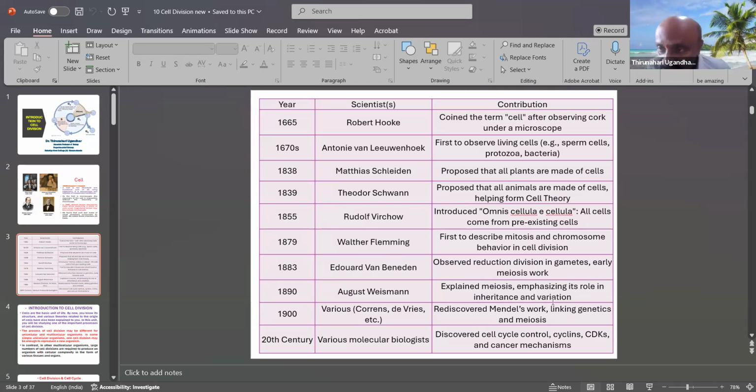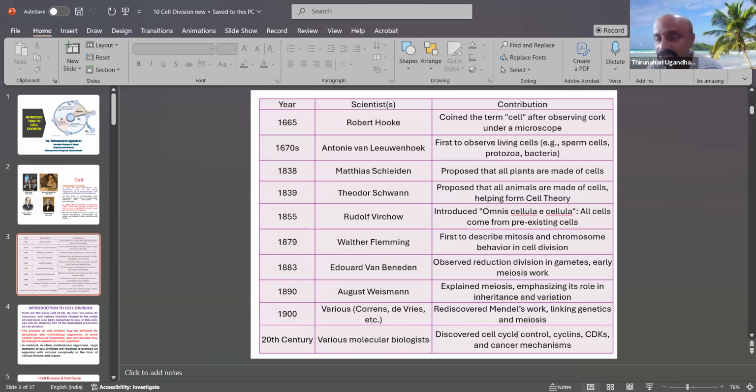Inheritance means the parental character features. Then also called various chromosomes and so on. So they rediscovered Mendel's work, linking genetics and meiosis. It is also 19th century. In the 20th century, various molecular biologists discovered the cell cycle.